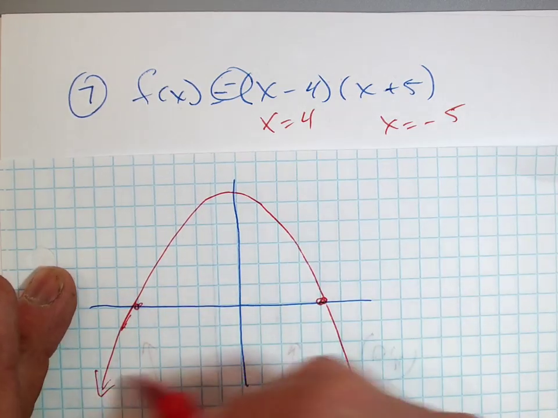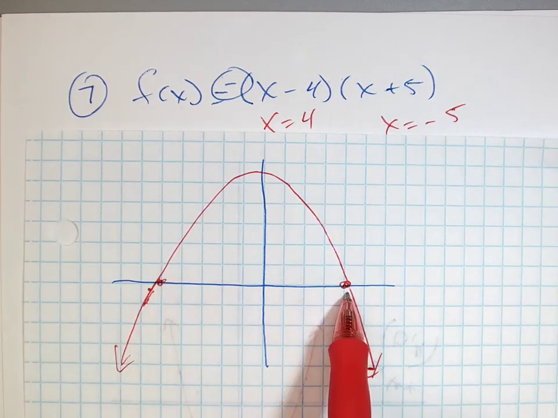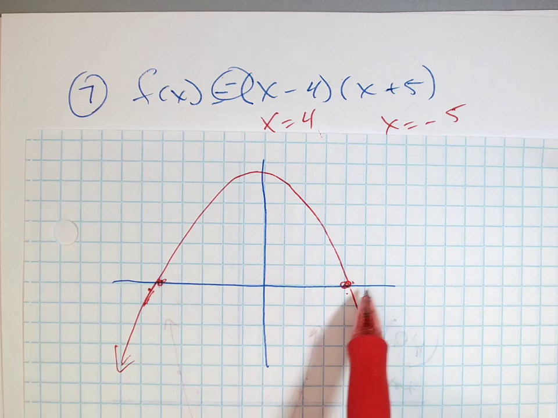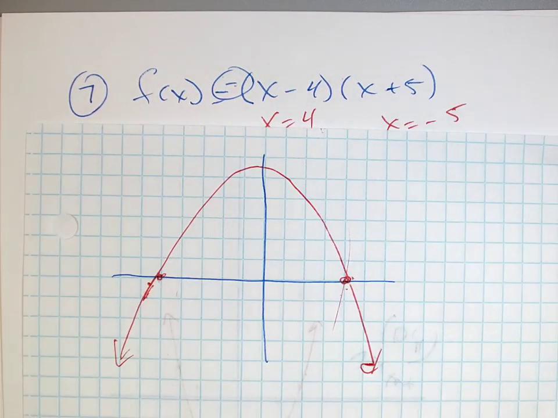It doesn't have to be perfect, but it needs to have 3 things. 1, it needs to go through the 2 zeros, positive 4 and negative 5. And 2, it needs to be upside down, because of the negative. That's all you have to do. Same type of problem you'll see tomorrow, except it's different numbers. It can't be that bad.